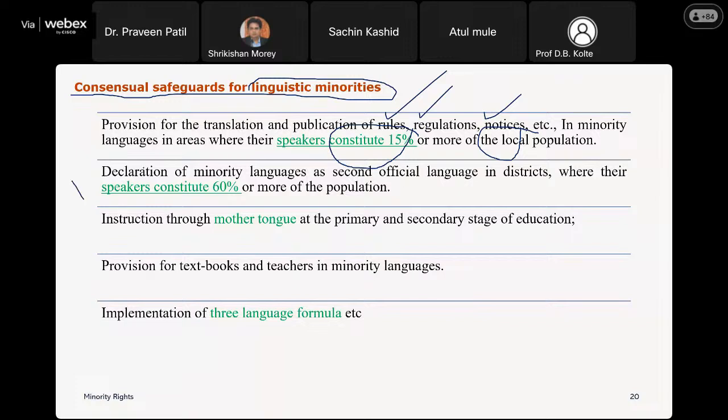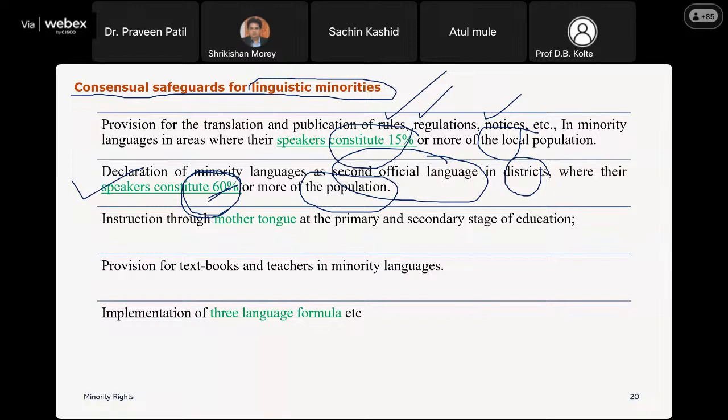This is the greatest one. Of all, this is the greatest one. What is that? If of a particular population in a particular region, 60% of them, more than 50%, speak a different language, then such language shall be considered as the second official language of that particular district. Again, the same example.